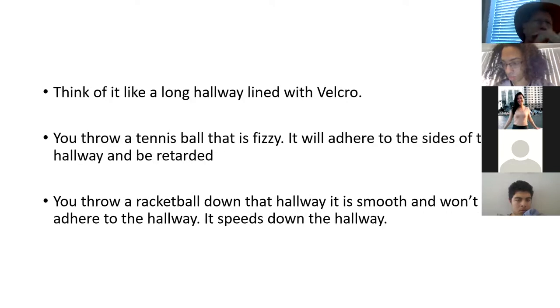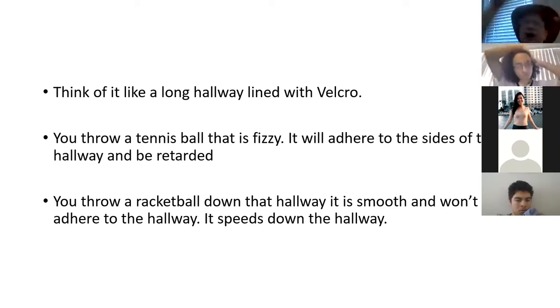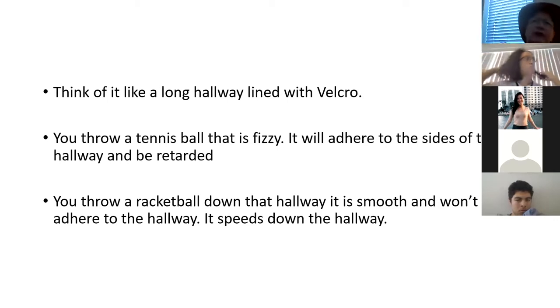All right, let me give you the analogy I used to use on the stand. Picture you have this big long hallway, and the hallway is lined with Velcro. And you throw a tennis ball and a racquetball down this hallway. The tennis ball, because it's fuzzy, will adhere to the Velcro, and it will go down this hallway at a slower rate than the racquetball, which is smooth. And that's basically all we're talking about in chromatography.